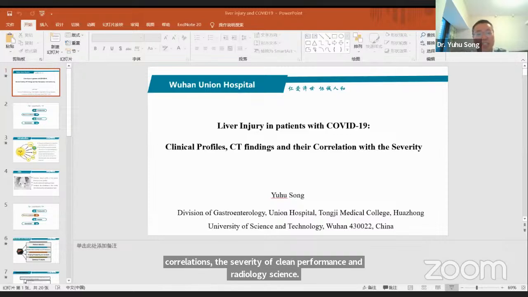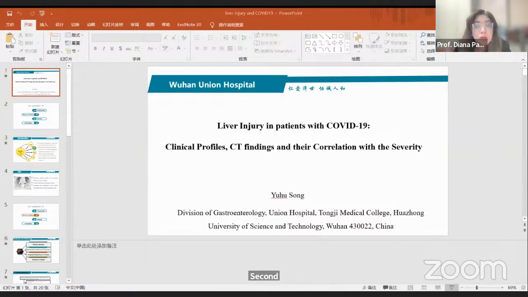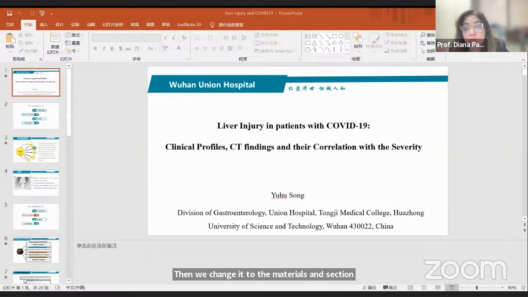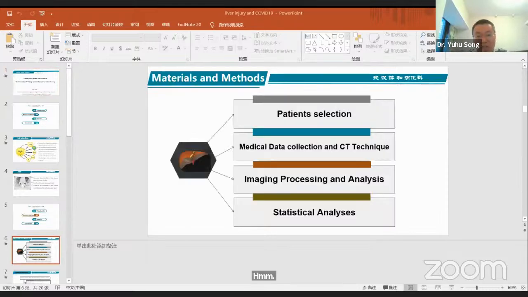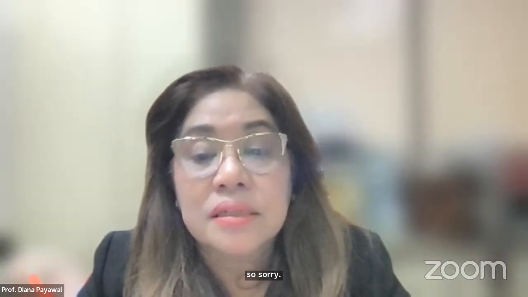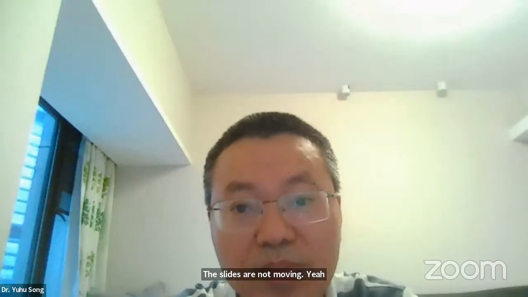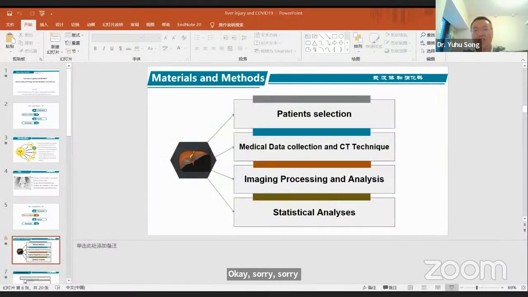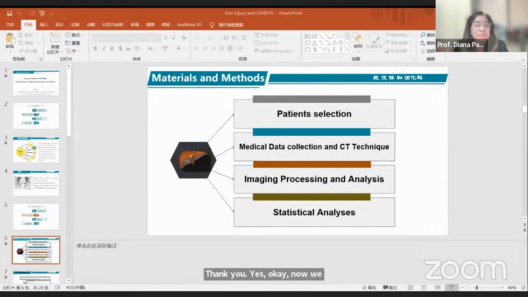Then we change to the materials and methods. Professor Song, I think your slides are not moving. Moving? Yes. Now it's moving. Okay, it got lost, sorry. Your slides are not moving. Yes. Please share it again. Okay, sorry. Can you see it again? Yes. Okay, now we can see it, sir.